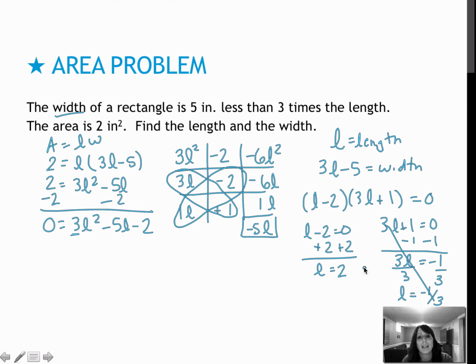So I know that my length must be 2, which means my width must be 3 times 2 minus 5, which is 6 minus 5, which is 1. So I would write a sentence that said that the length of the rectangle is 2 inches and the width is 1 inch.